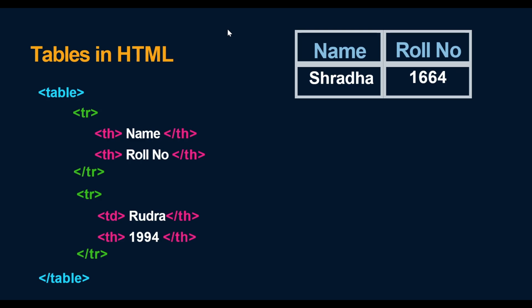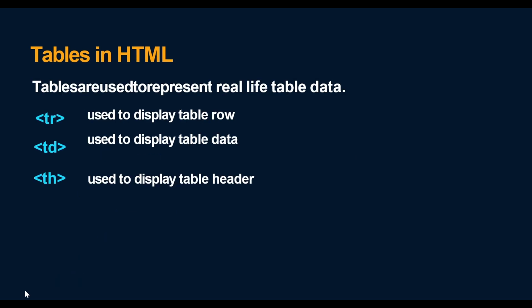Basically, to create a table in HTML we are going to use the table tag. The table tag is written with angular brackets: table and slash table. This is an example, and I will show the table definition so that it will be easier. These tables are used to represent real-life table data. Suppose you want to create a table, then you can use the table tag.